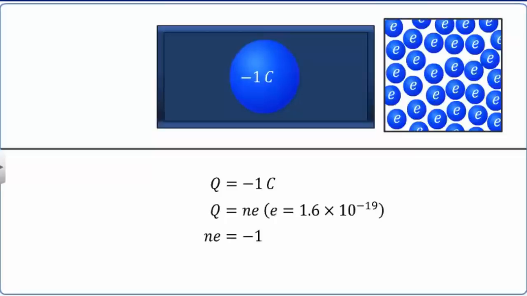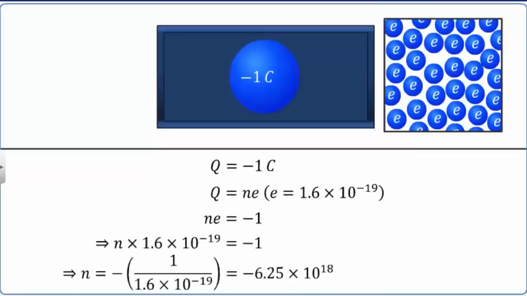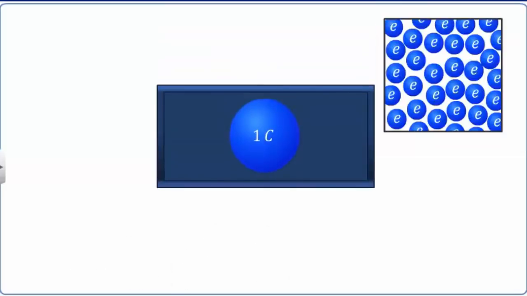Substituting the values of Q and e and simplifying, we have n equal to minus 6.25 into 10 power 18. Here, n is a negative integer, indicating that the body has gained a negative charge. So, we see that 1 coulomb of negative charge contains 6.25 into 10 power 18 electrons, which is a very large number of electrons.